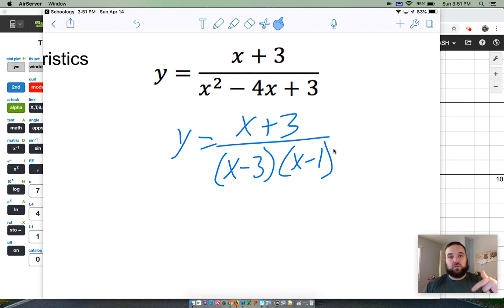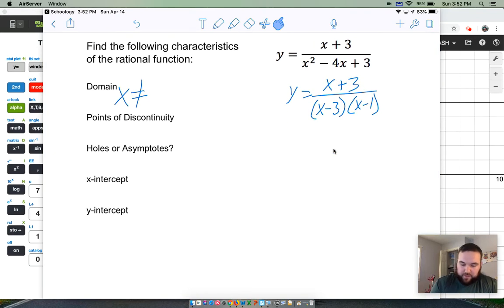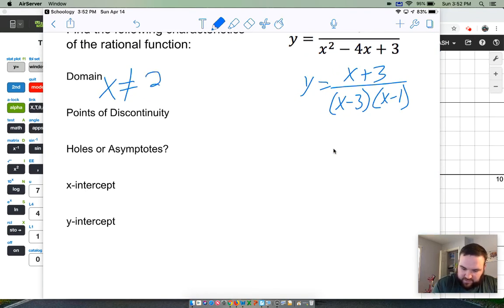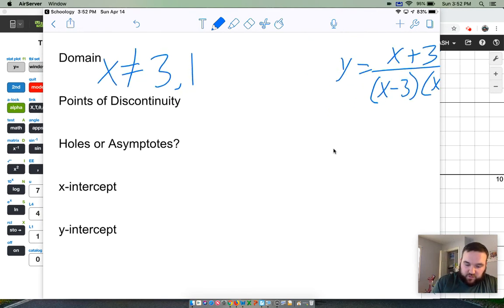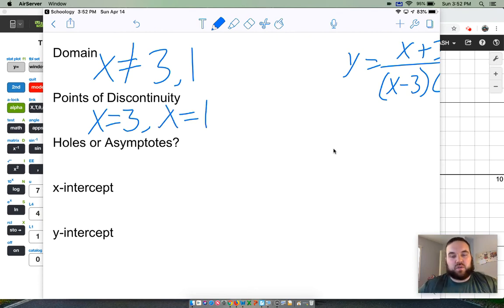So these things right here are equivalent. These are the exact same thing. They are identical, so anything that's true for the factored version is true for the original. From there, I can see that x can't be positive 3. X can't be 3 or 1 because either one of those x values will make the denominator 0, which means that those are what we call the points of discontinuity. Okay, so x equals 3 and x equals 1 are both some sort of discontinuity.